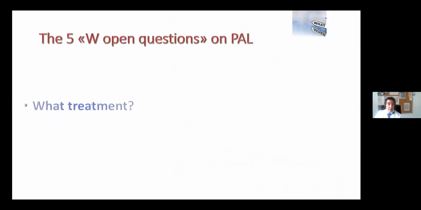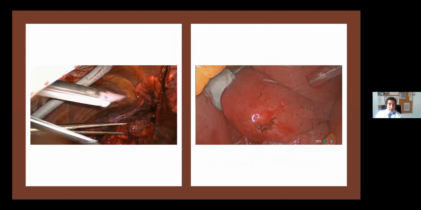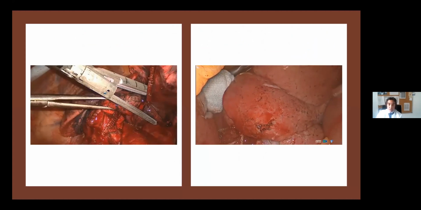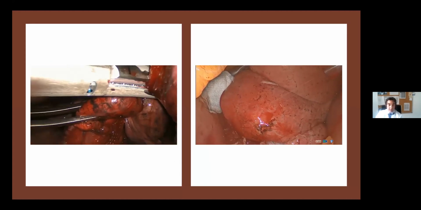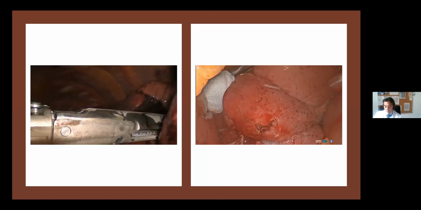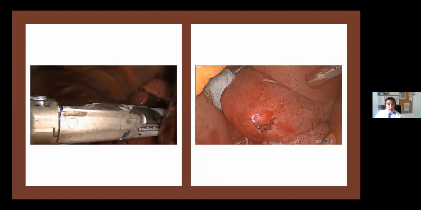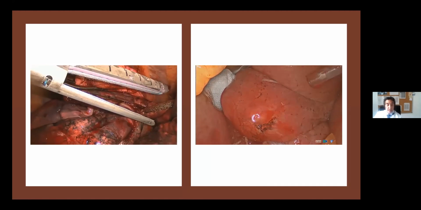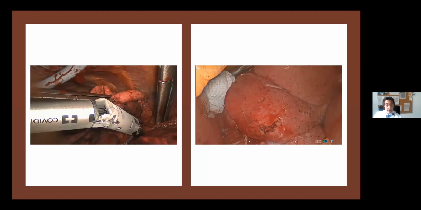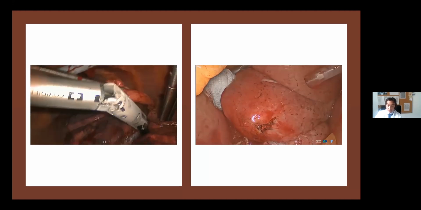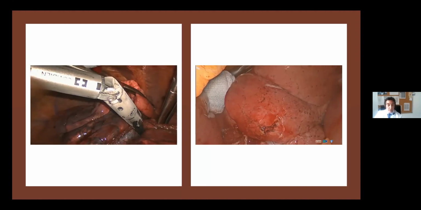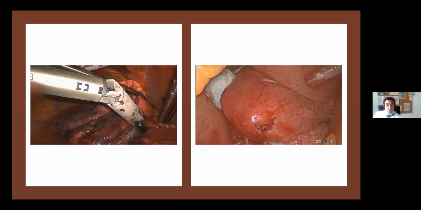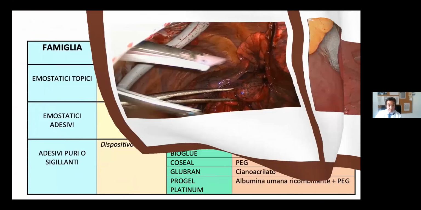And what's the treatment? Alan showed us that intraoperative is very important. We have a different way to treat. And as I told you before, analyzing the preoperative plus an intraoperative objective air leak is the future to identify patients to treat intraoperatively.